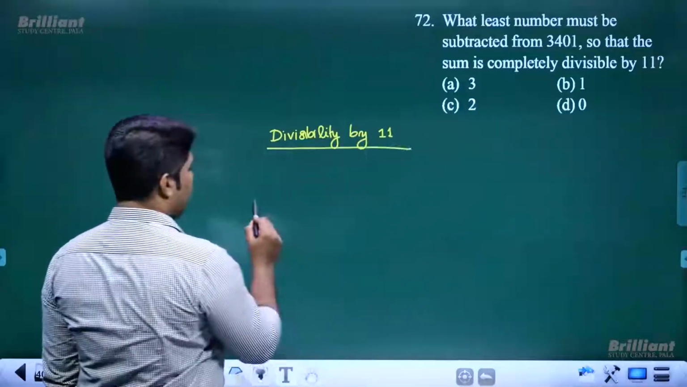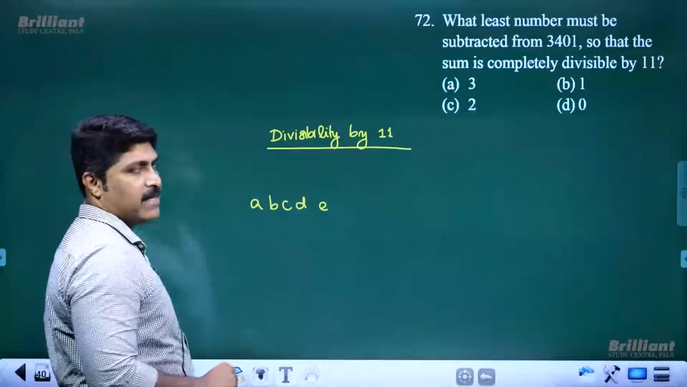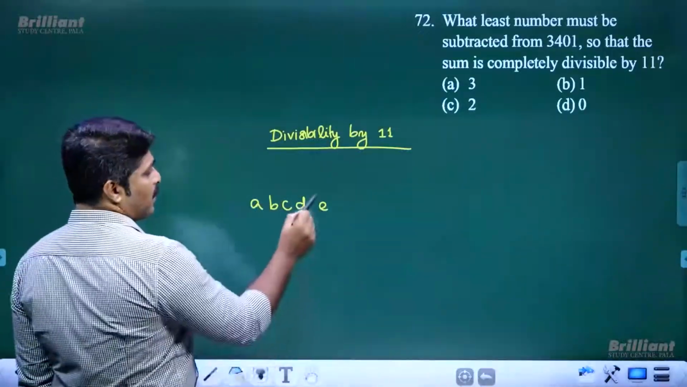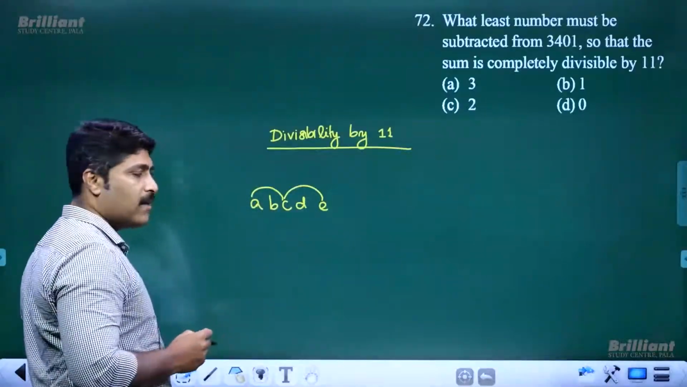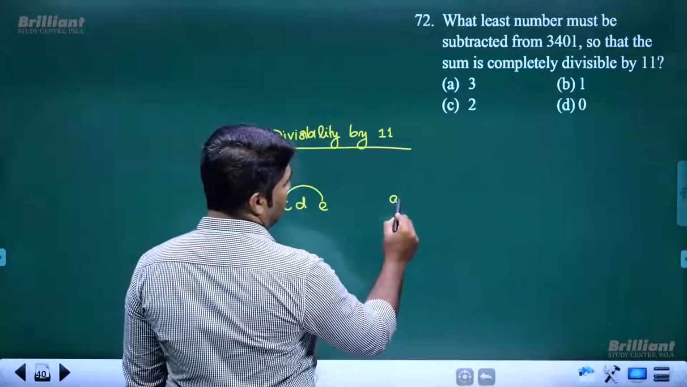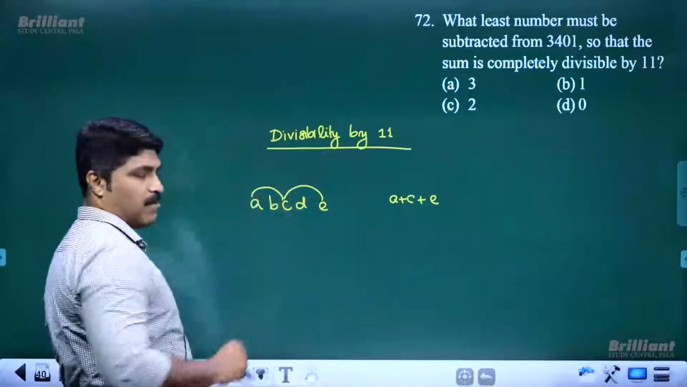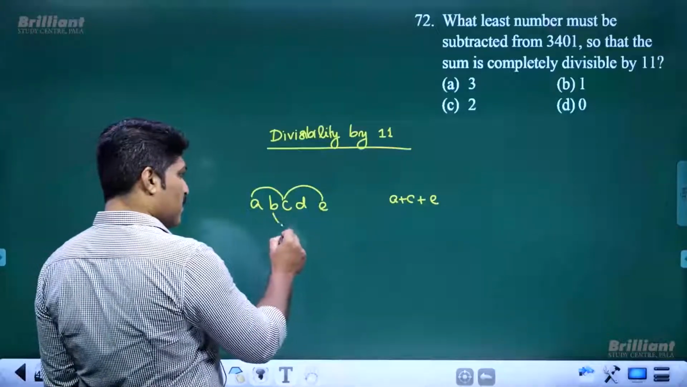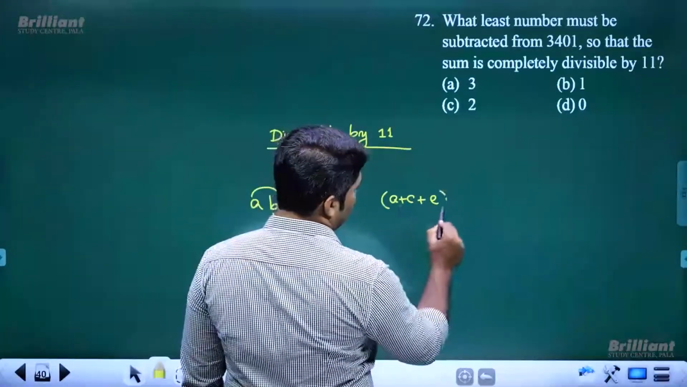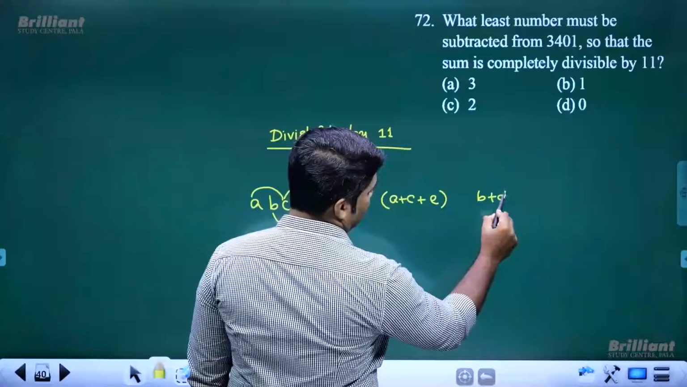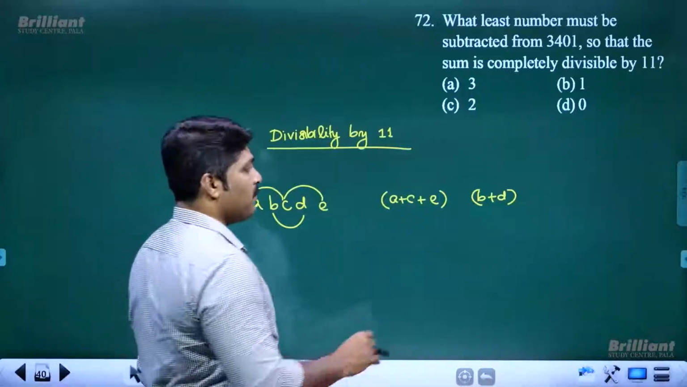Suppose we just consider a big number like A, B, C, D, E, a 5-digit number we can take. So you just start to consider the alternate place digits like this and just add up together. So this is A plus C plus E. That's the sum of these three numbers. And take the other set of digits, that is B plus D here. So that's another sum, that is B plus D. We are not sure which is greater. So we have to take the difference of these two values.